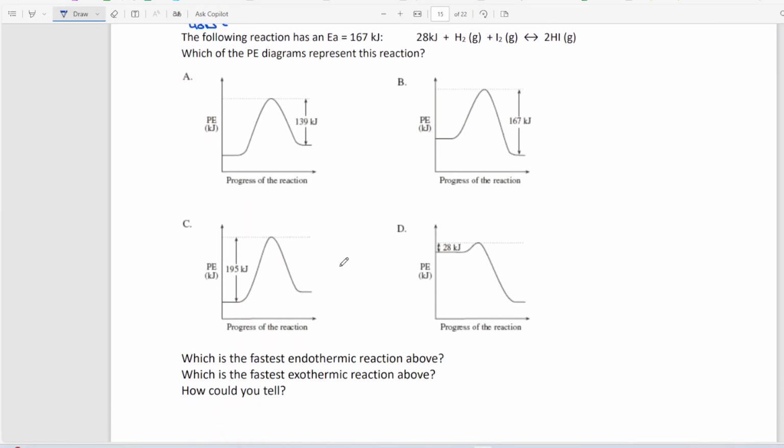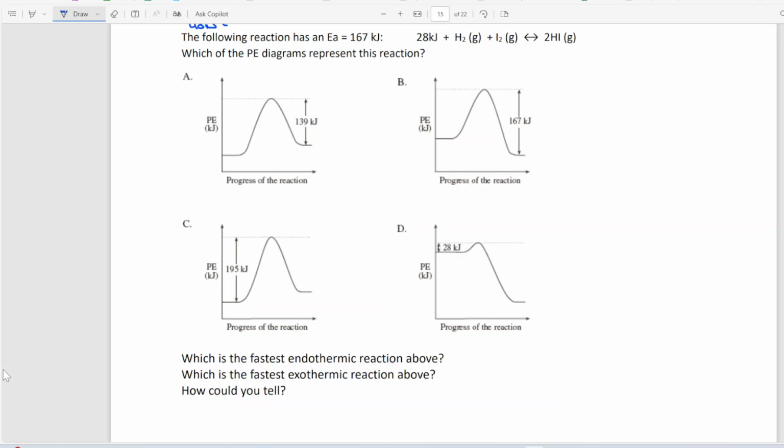Next example says the following reaction has an activation energy of 167 kilojoules. So the reaction is 28 kilojoules plus hydrogen gas plus iodine gas is going to, I want to say hydroiodic acid, or is it just the iodic acid? Those acids are always the tricky one for naming. I had to go look it up. It's hydroiodic acid. Okay, perfect. And it's not even an acid. Well, it's instead of gas.